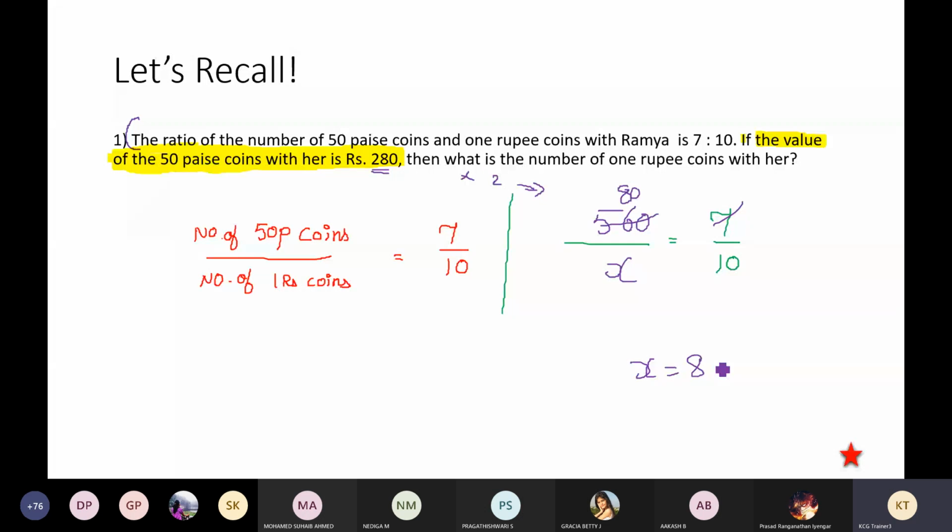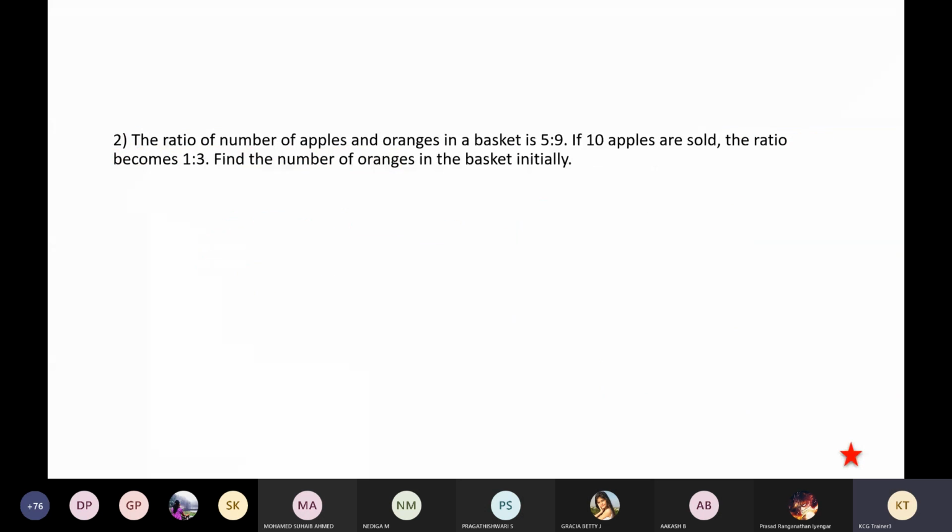The value of X is equal to 800, which means there are 800 1 rupee coins. Very good, super. Harivardhani and Radha. Excellent, guys. Super. Okay, so moving on to your next question. The next question, guys. Again, I'll give you guys a minute. Try to answer this question and then we'll discuss this together.